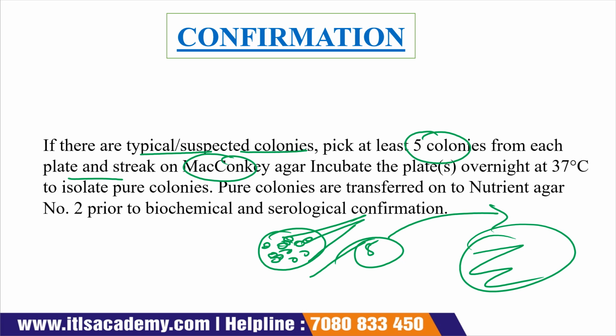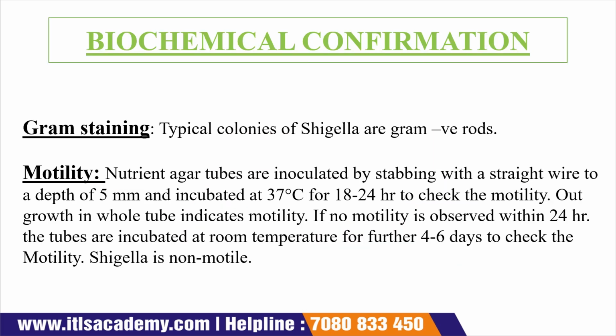Then we incubate this plate overnight at 37 degrees Celsius so that we isolate the pure colonies. Then these pure colonies are transferred onto a nutrient agar number 2 prior to biochemical and serological confirmation. Okay, now the next is your biochemical confirmation.